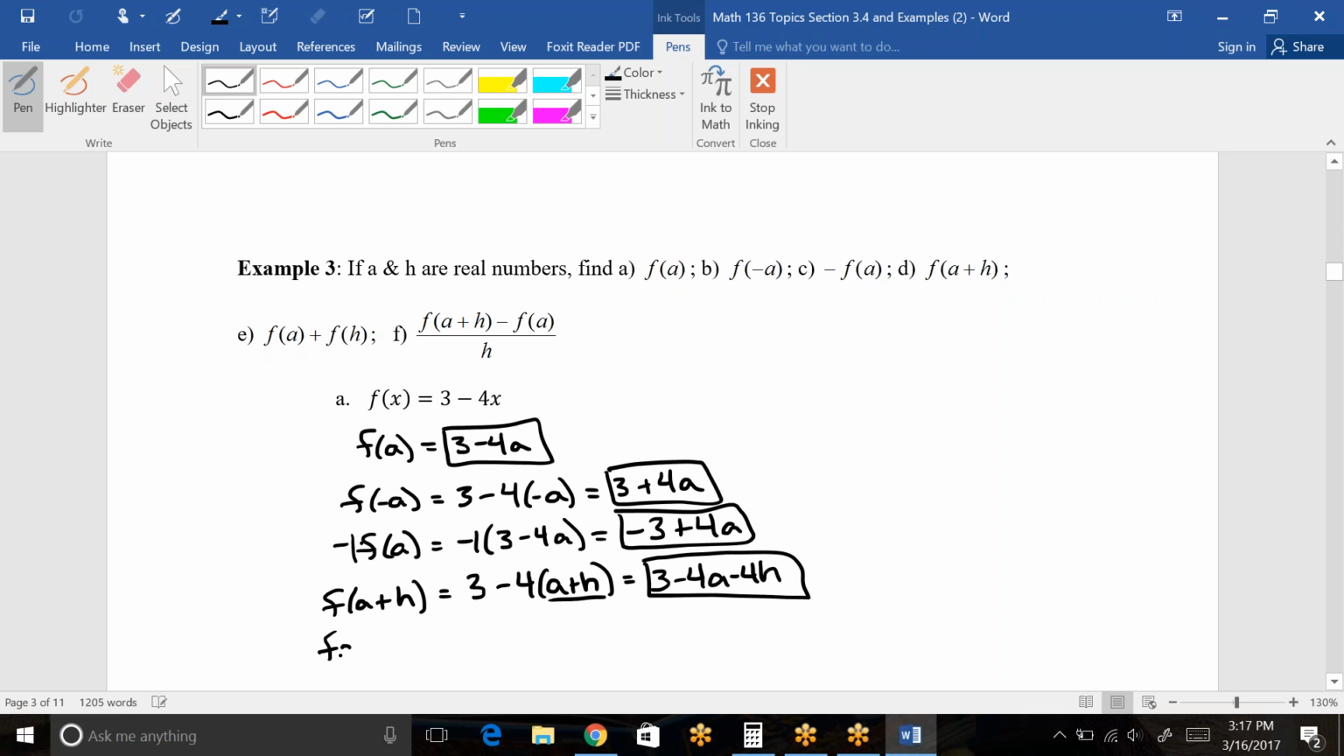Then we have f of a plus f of h, which means we do two separate evaluations and then add them together. The first one, f of a, we've already done, 3 minus 4a. The second one is identical, except it's now 4 times h instead of an a. And then we can combine the 3's together. So 3 and 3 is 6. Then we would still have a minus 4a and a minus 4h.